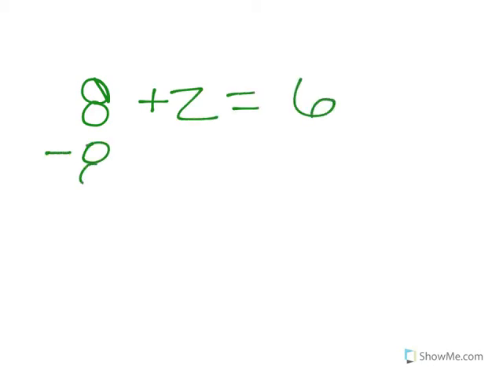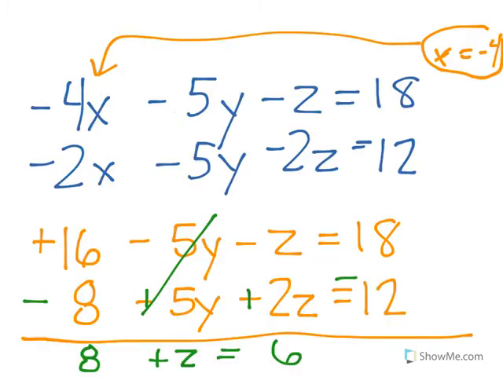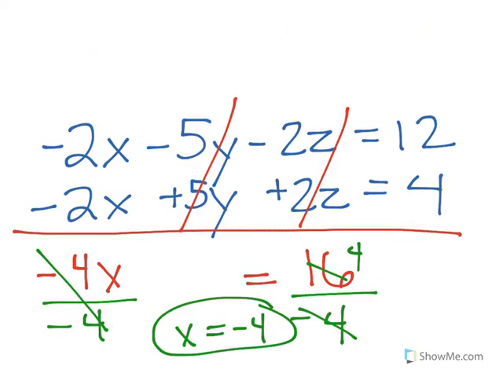To get z by itself, I'm going to subtract 8 from each side. And I get z equals negative 2. So now I have two variables solved for. I know x equals negative 4. I know z equals negative 2. And now I can use those two pieces of information in any equation. Doesn't matter which one. Here's why it doesn't matter.